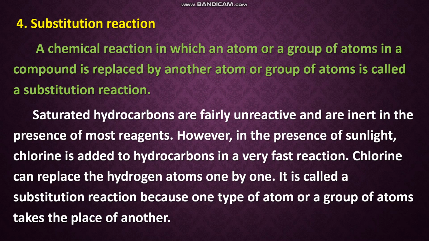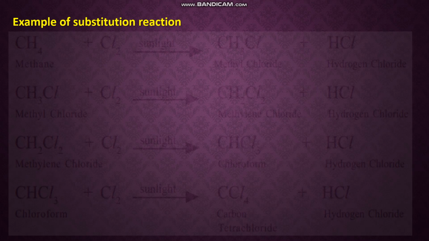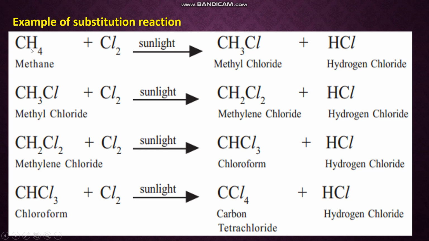So saturated hydrocarbons, as they are unreactive with most of the reagents, won't react. But in presence of sunlight, if chlorine is added to a hydrocarbon, each hydrogen is replaced by the chlorine one by one. Let us see the example. So here methane, its formula is CH4. When it reacts with chlorine, how is the reaction carried out? In presence of sunlight, in the place of one hydrogen, the chlorine occupies. That means one hydrogen is substituted by chlorine.